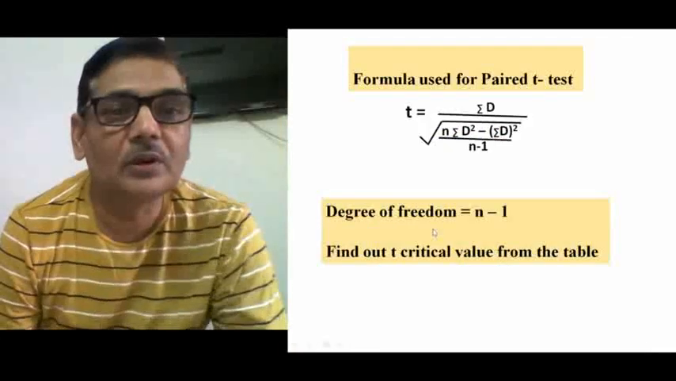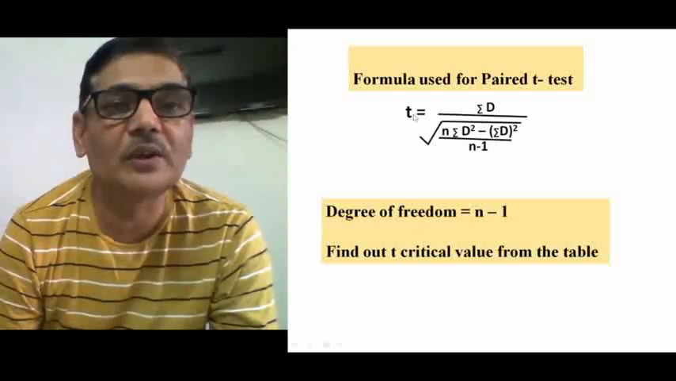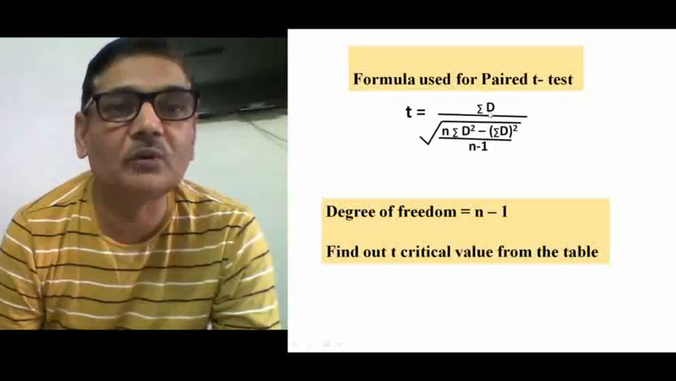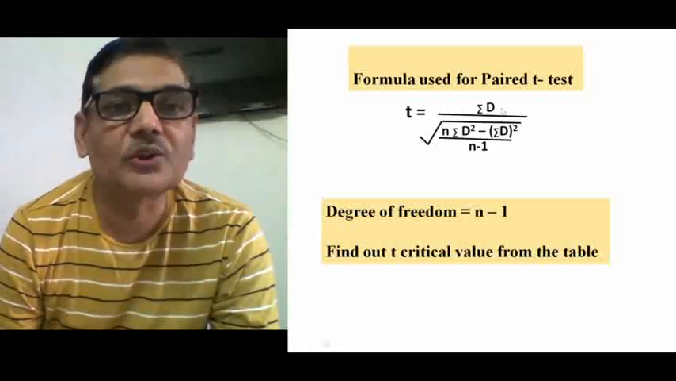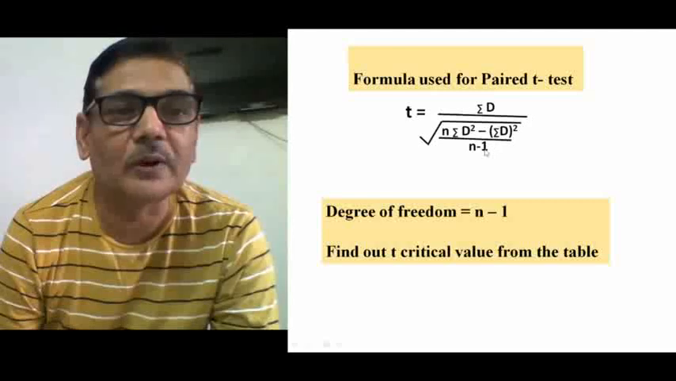A very simple method of calculation of this t value is there. This t value can be calculated by using the formula: sum of d, where d stands for difference between the values of two different conditions, divided by square root of n, that is number of pairs, into sum of d square minus sum of d its square divided by n minus 1.